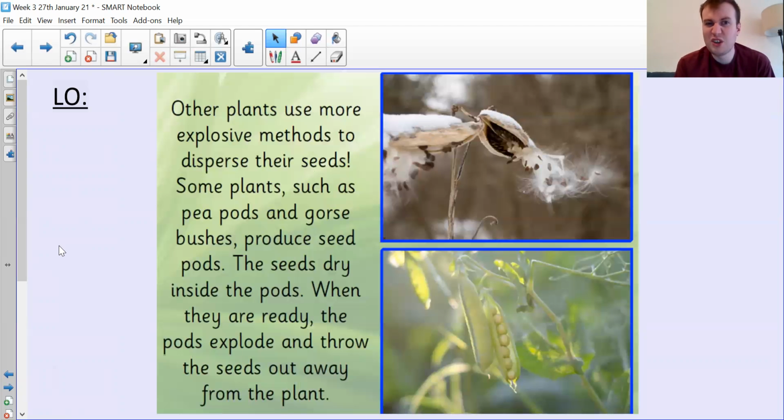Other plants use more explosive methods to disperse their seeds. Some plants, such as pea pods and gorse bushes, produce seed pods. The seeds dry inside the pods. When they are ready, the pods explode and they throw the seeds out away from the plants. You can see here, this pod has exploded and the seeds are all being thrown out into different directions.